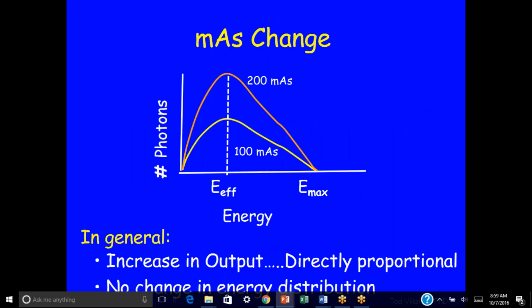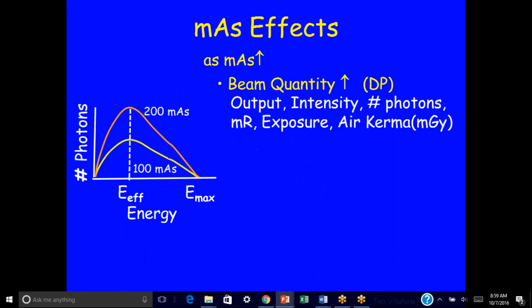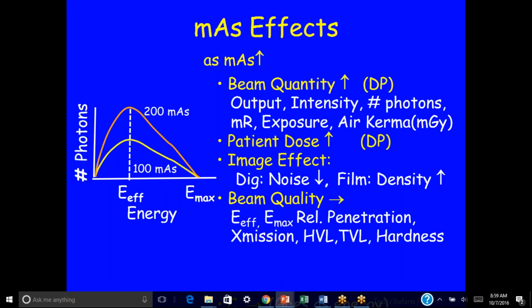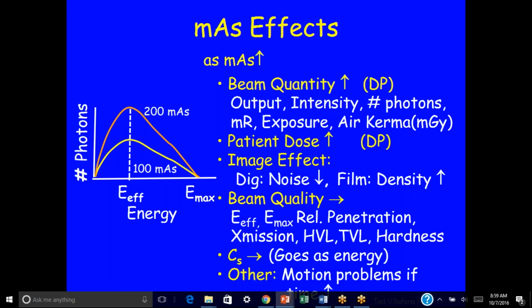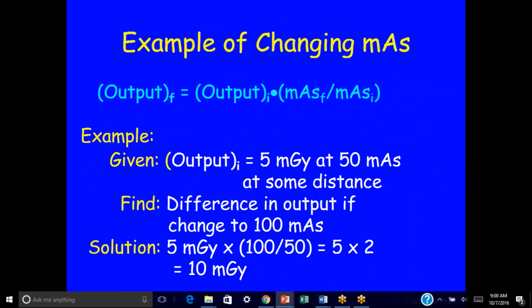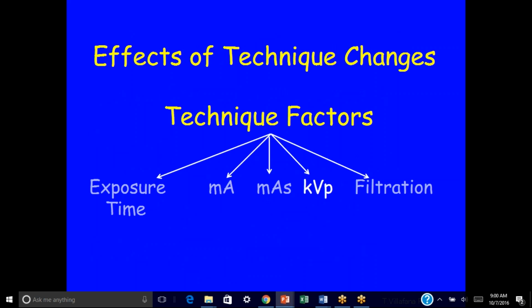Here is a comparison of 100 MAS and 200 MAS. No change in energy and a directly proportional change in output. So everything we said about time, everything we said about the MA is also applicable to MAS. So that makes it really simple. Okay. And with the equations that we saw before, if you double the MAS from 50 to 100 MAS, you just double the initial output of 5, and you get 10 milligrays.